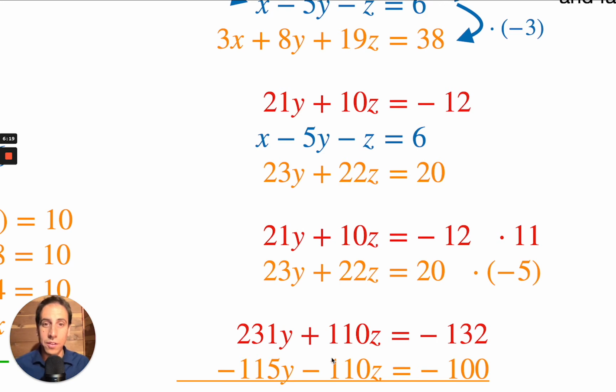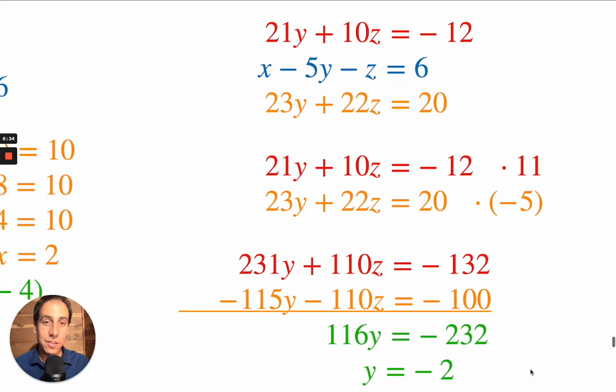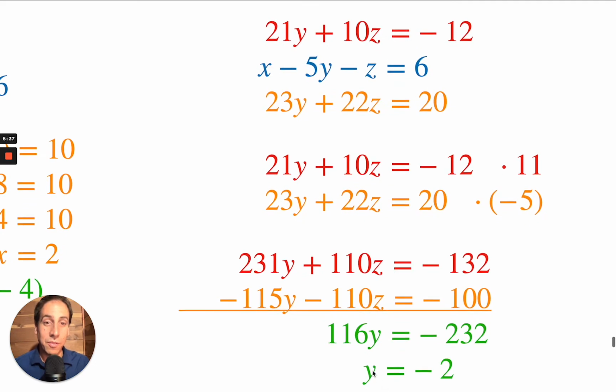And so now you can see that there is 110z and negative 110z. When I add these two equations together, I get a new equation that has no z variable in it. I just have 116y is equal to negative 232. And so you can see here y is equal to negative 2.